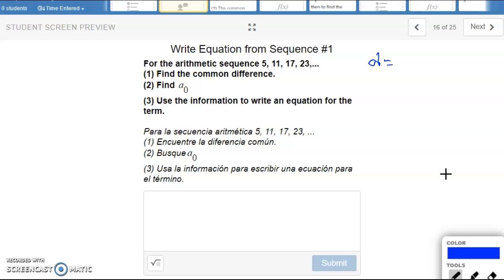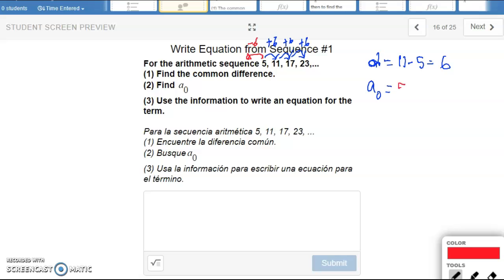We get the second term, which is 11, and take away its previous term, which is 5. And that's going to be 6. So to get from 5 to 11, you added 6, you added another 6, and then you added another 6. Okay, so we figured out what the common difference is. Now we need to figure out A sub 0, or the zeroth term. Remember we added 6 to get to the next term. To go backwards, instead of adding 6, we're going to subtract 6 from the first term.